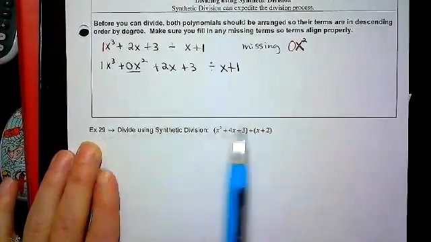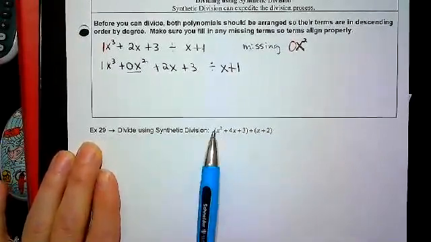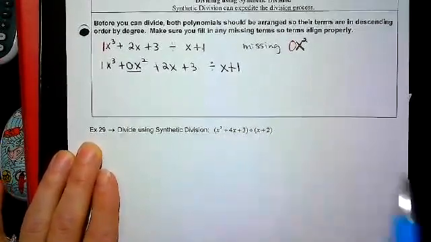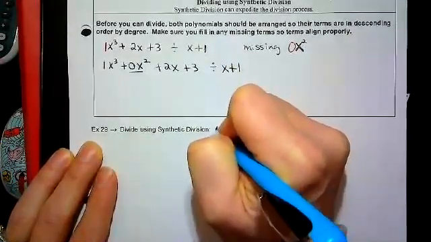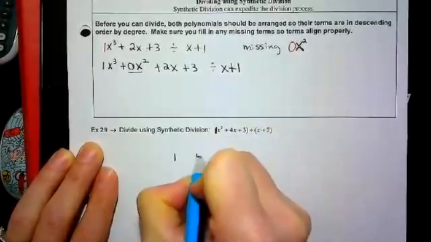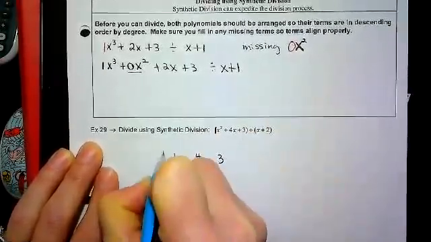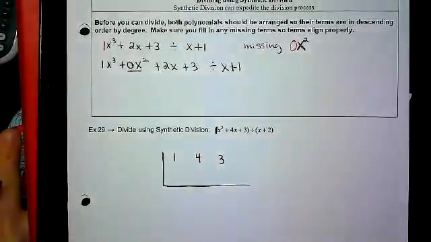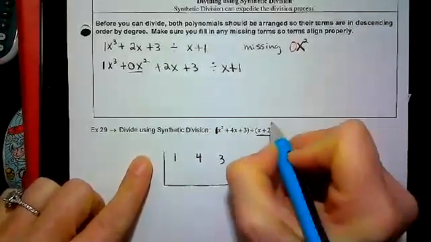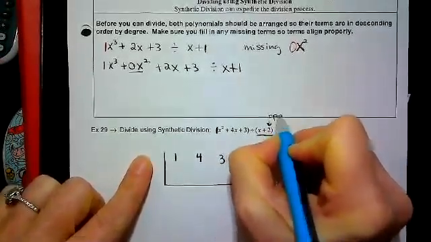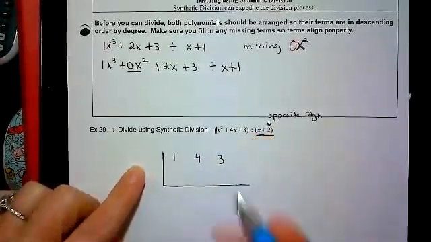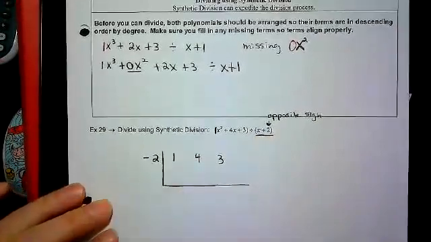So looking at 29, notice that we do have our exponents counting down to 1 and none. And we have a x plus 2 over here. So we have to remember that there's an understood 1 in front of that x squared. So I'm going to use that 1, going to leave a space, 4, leave a space, and 3. Then we're going to do an upside down division hat looking thing. And over here, we're going to look at this other parentheses, and we're going to always use the opposite sign of whatever that number is. In this case, right now, it's a positive 2. So I'm going to use a negative 2 over here.